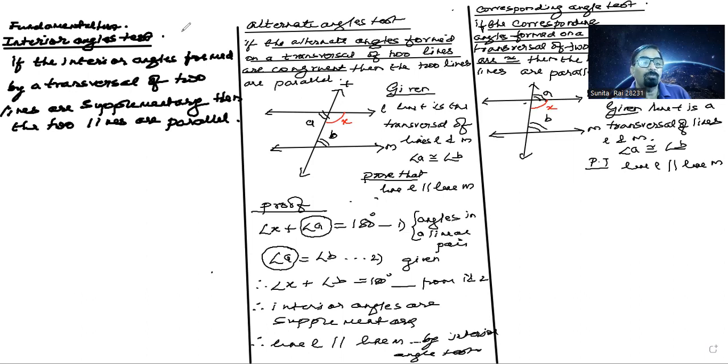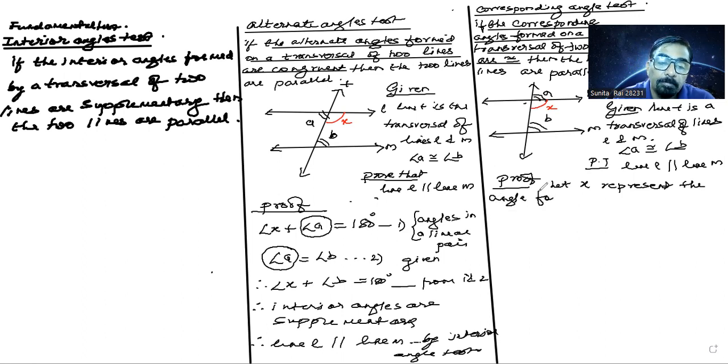So even in my proof I'm going to say, proof में भी मैं लिखूंगा, पहली line यही लिखूंगा: let X represent the angle forming interior pair with B. The same thing should have been written here also, in this sum also, in this proof also.